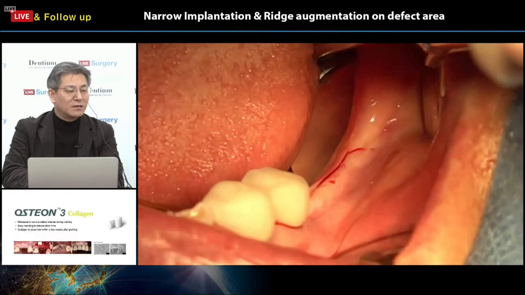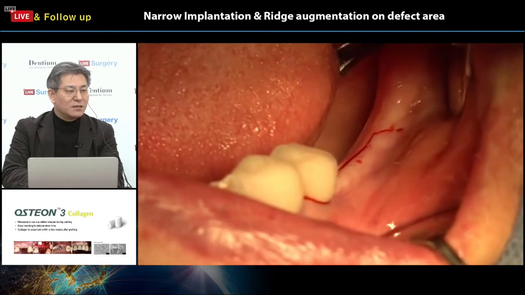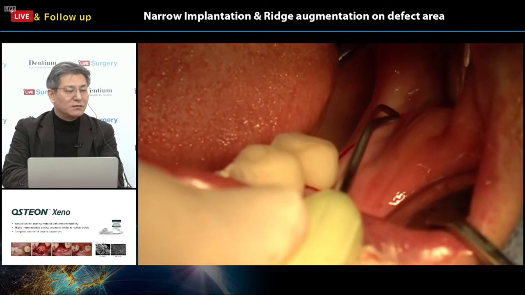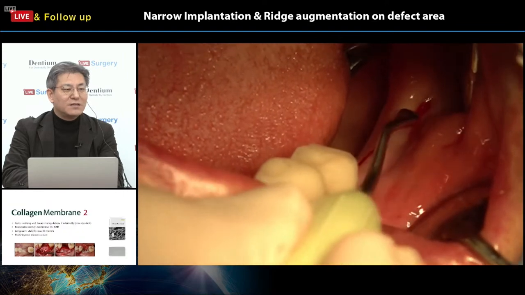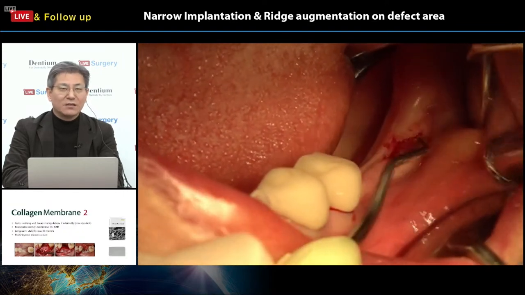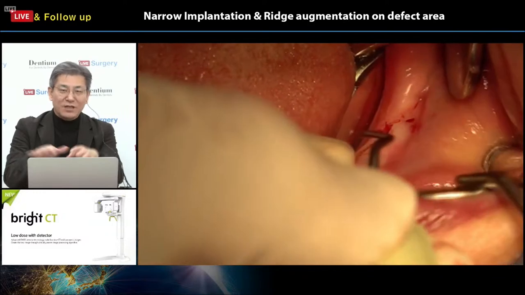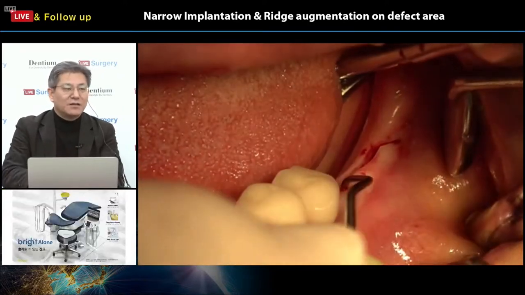The oblique incisions. This oblique incision is better compared to vertical because these oblique incisions are easy to flip each other after surgery.